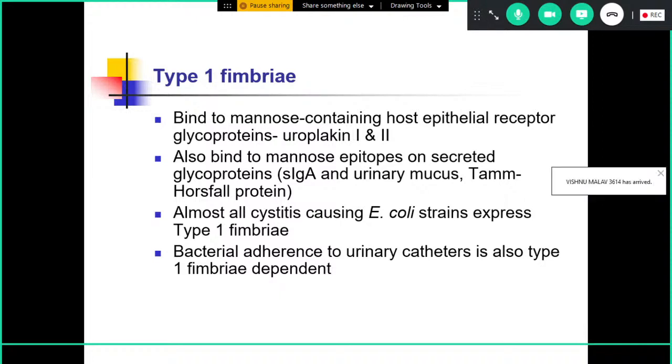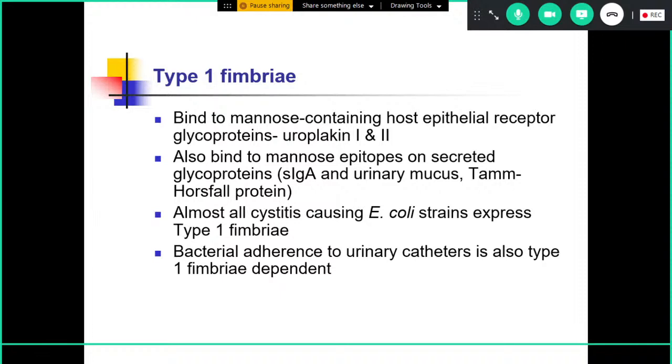And the importance of these is, since they bind to the secreted glycoproteins like secretory IgA, urinary mucus, Tamm-Horsfall proteins, they bind to these and are not available for binding to the host epithelial receptors. So whenever these levels go down, the chances of infection increase, particularly when we talk of Tamm-Horsfall protein in the elderly. When the levels go down, the chances of infection go up.